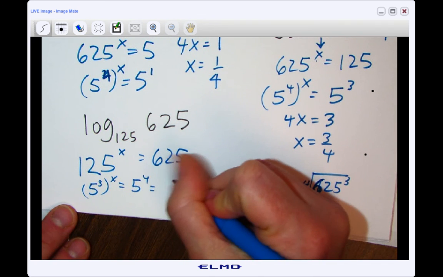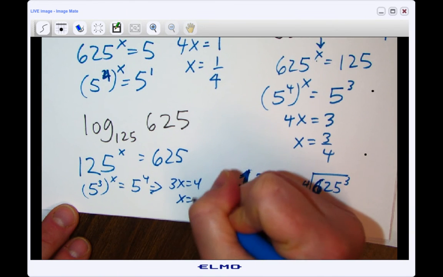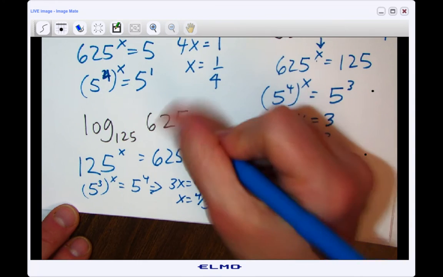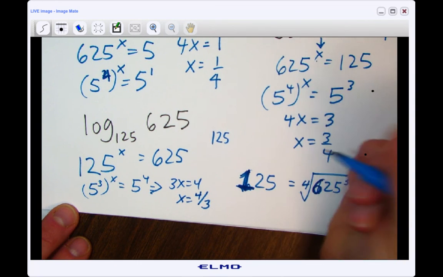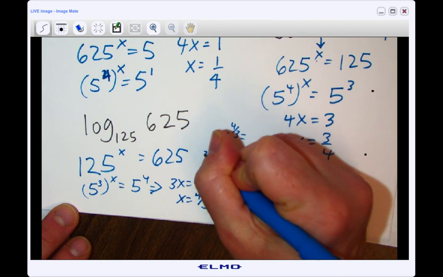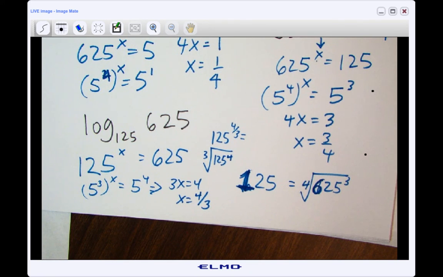And this one says 3x has to equal 4. So x has to equal 4/3. And I'm kind of running out of paper here. And this one says that 125 is the thing that has the exponent this time, to the 4/3. So that's equal to the cubed root of 125 to the 4th. Okay, so there you go. You should be able to simplify and evaluate your logarithms there. I guess not simplify isn't the right word. Evaluate is the word we would use here because we're finding the value of the x in the expression.